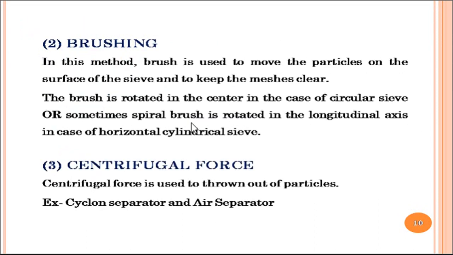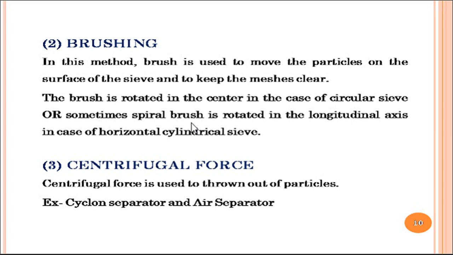Second one is brushing. It is a very simple operation. Even we can use it at our home. Many times we use various kinds of brushes to get particles to come out through the nominal aperture size of the sieve, where the brush's role is to break down the clogging of the sieve. Sometimes the brush also produces minimum pressure to cause the particles to come out through that aperture size, and we get size separation.